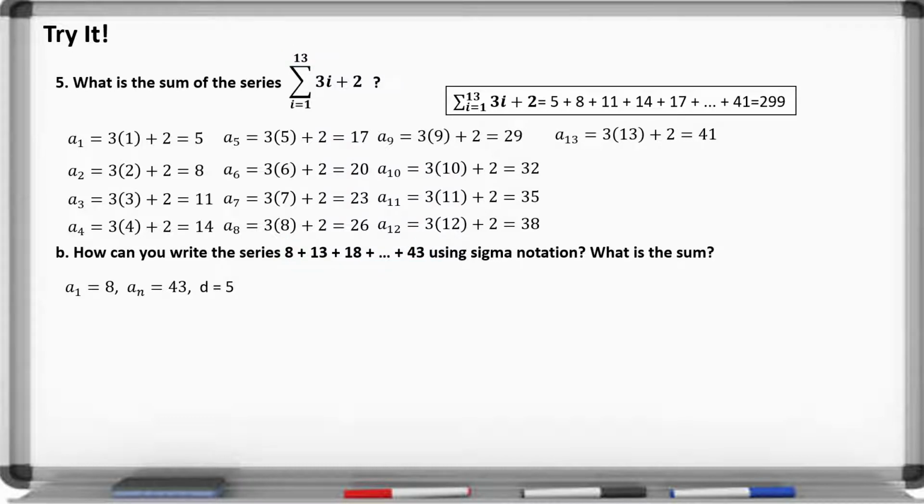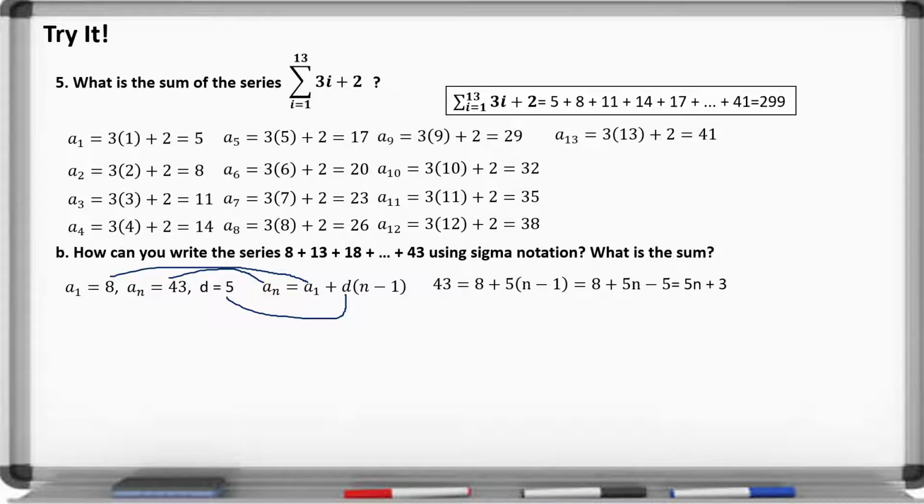So in order to do that, we need to use the following formula. This is the formula for the arithmetic sequence. So plugging in 43, and then plugging in 8 for a1, and plugging in 5 for d, gives us the following. We got 43 equals 8 plus 5 times n minus 1. So we want to distribute the 5, and we get 5n minus 5. Combine your like terms. 8 minus 5 is going to be 3.